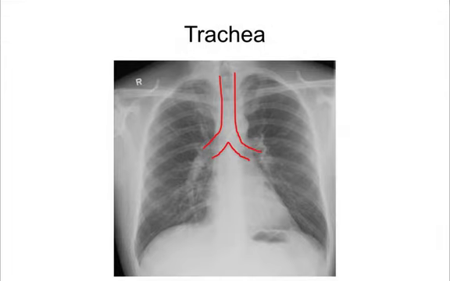Note, is the trachea central? This is very important because if it isn't, we need to think about pathologies such as an effusion, collapse, or in an emergency, a tension pneumothorax.